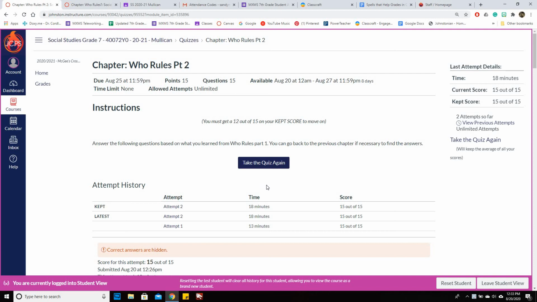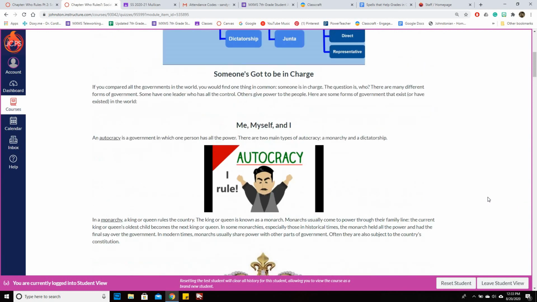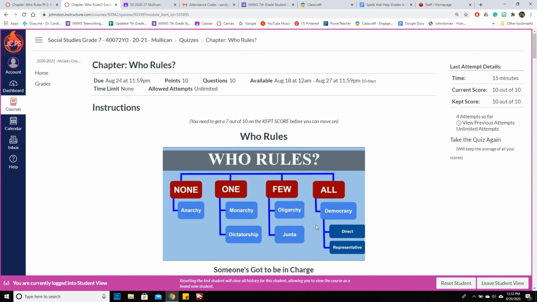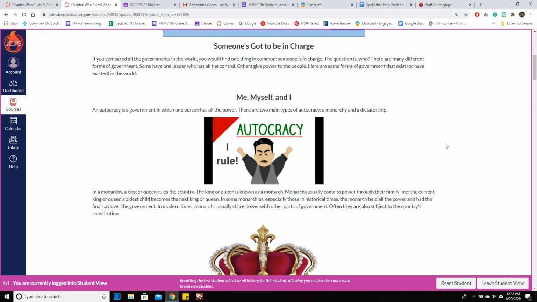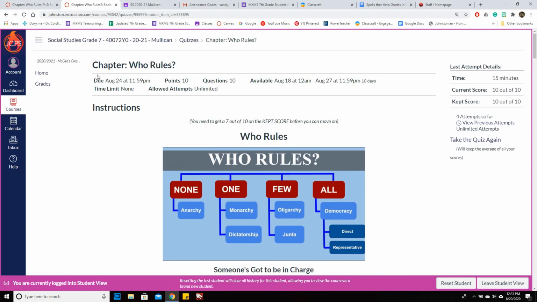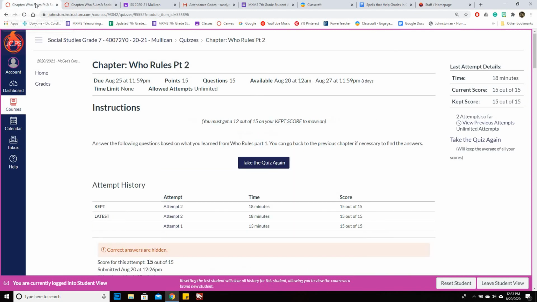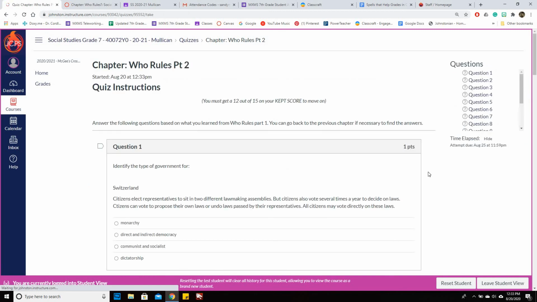Again, this is homework, classwork, homework. It is not a quiz specifically. If you are doing this on your own, you would also want to have Chapter Who Rules up so that you can reference this and go back and look for anything that can help you here. So I've got both of those open and I'm going to click this. All right.